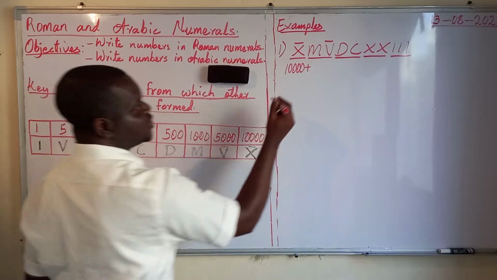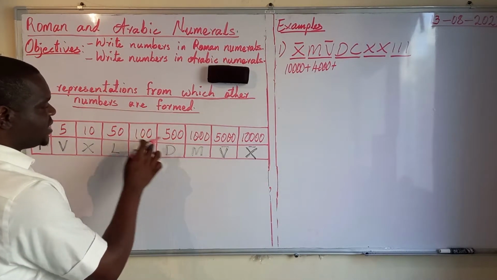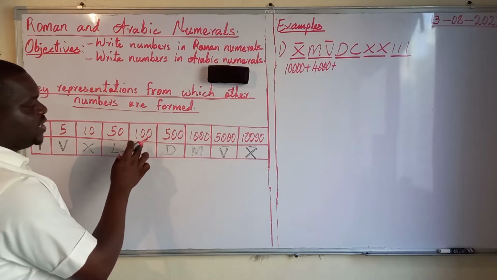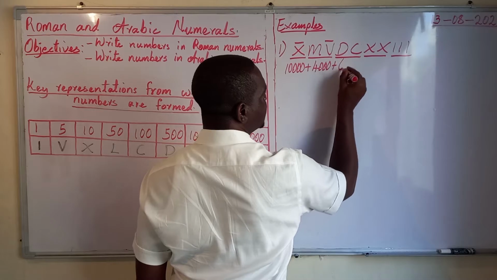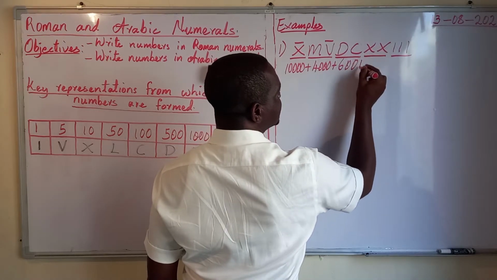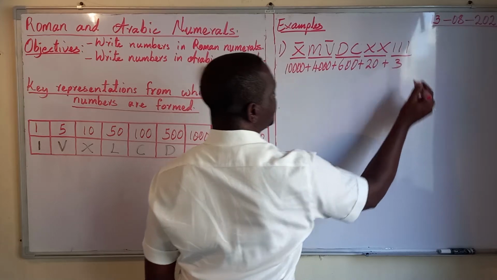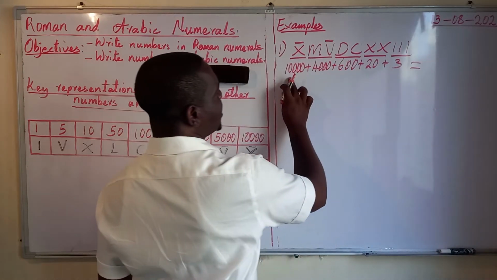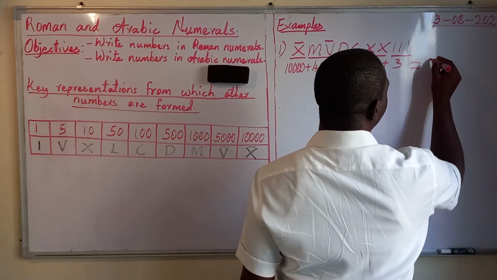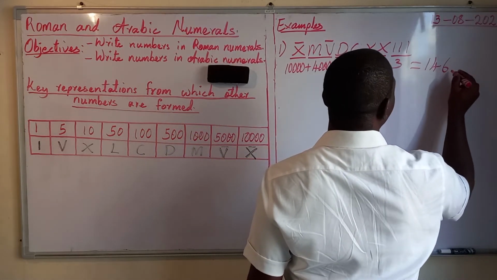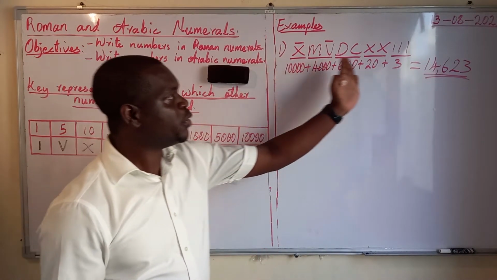So if you subtract this, you have 4,000. DC. D is 500. C is 100. So DC will mean, because it's to the right, that's 600. And XX will be 20, while this one is 3. And the answer is 10,000 plus 4,000 plus 600 plus 20 plus 3, which is 14,623. This is easy because you've just broken it down.